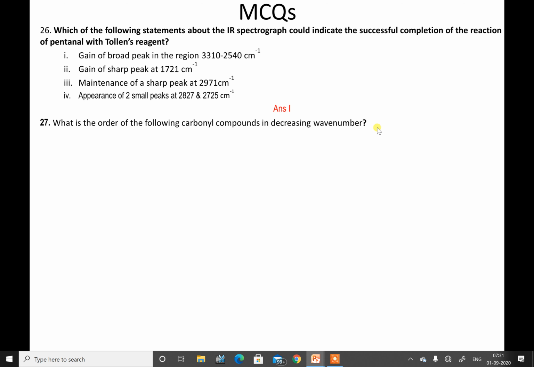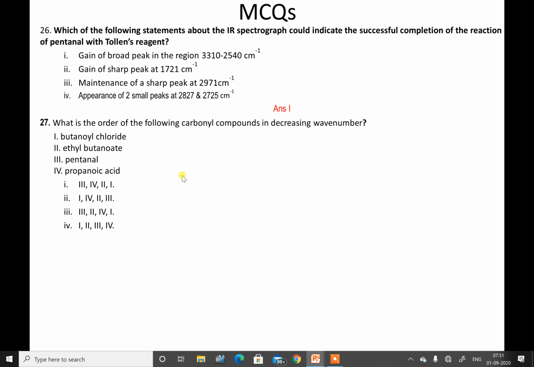What is the order of the following carbonyl compounds in decreasing wave number? Butanoyl chloride, ethyl butanoate, pentanal, propionic acid. So, decreasing order, so which will be the highest and which will be the lowest? Let us see what the options are. These are the 4 options, and definitely first try to find out which is going to be the lowest and which is going to be the highest.